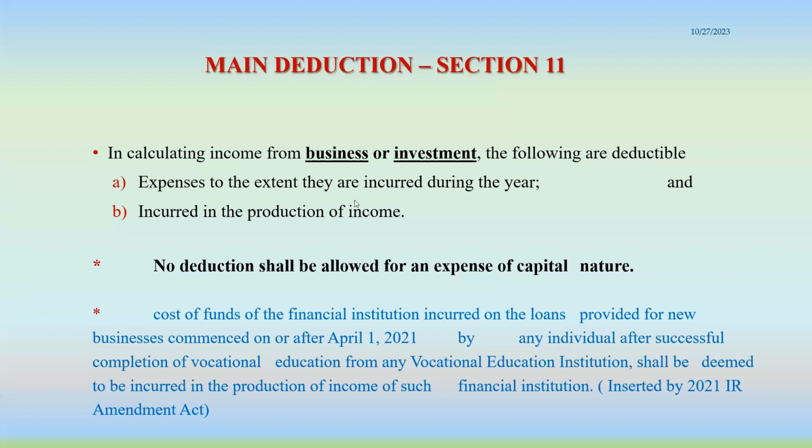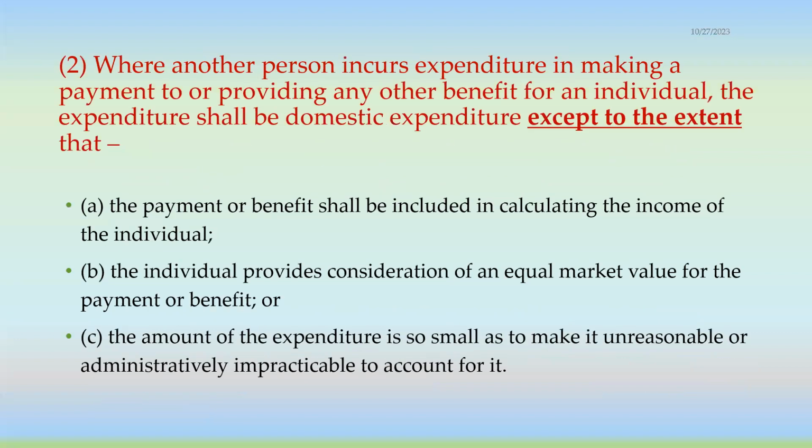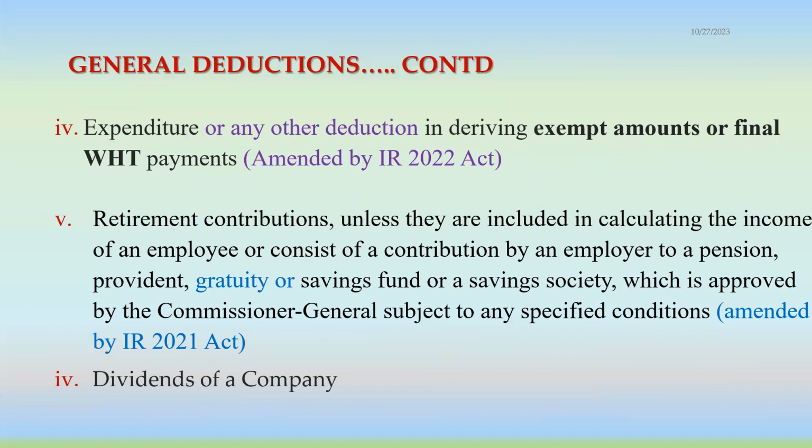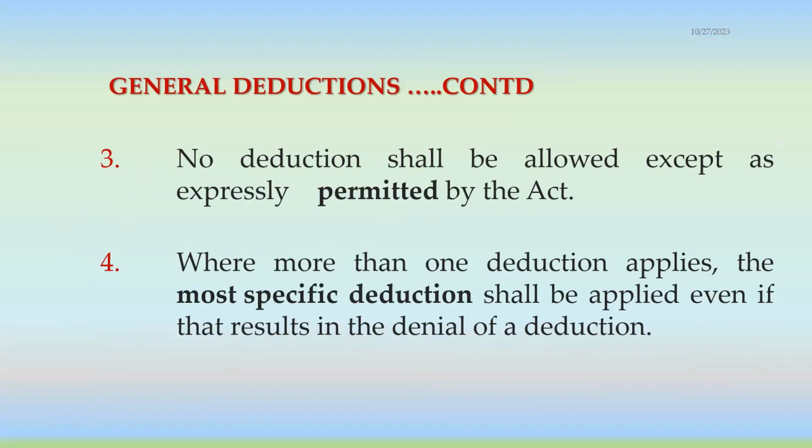And I think you can remember, I have already explained that if there is a specific deduction rule, that expenditure should be deducted under that specific rule. Here, where more than one deduction applies, the most specific deduction shall be applied even if that results in the denial of a deduction.